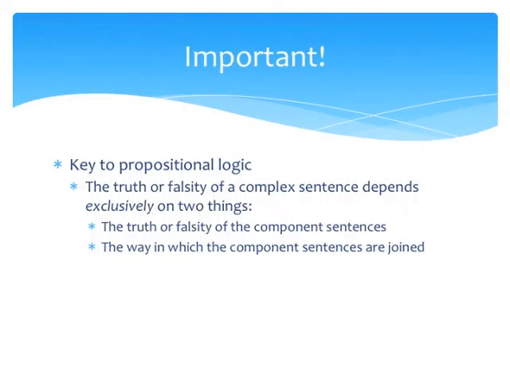So this means that for any complex sentence, if we know the truth values of its component sentences, and if we know the way in which the connectives involved work, then we'll know whether the complex sentence is true or false. And notice that I say any sentence, because this applies to all sentences, no matter how long, even if it's 100 words long, or 1,000 words long, or 1,000,000 words long.